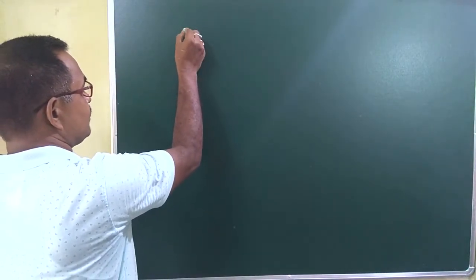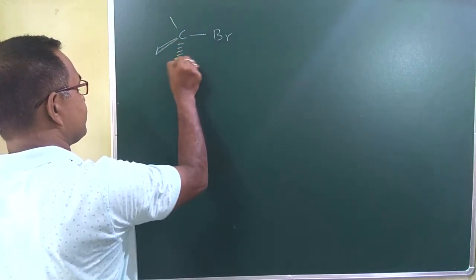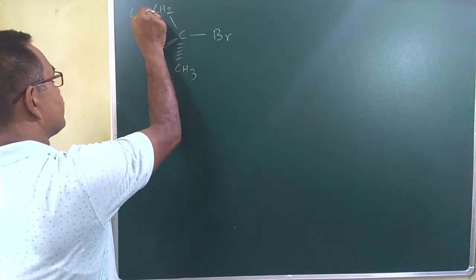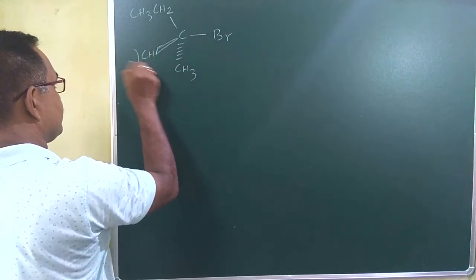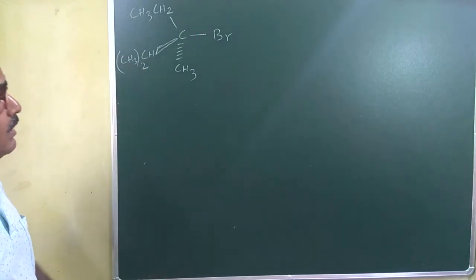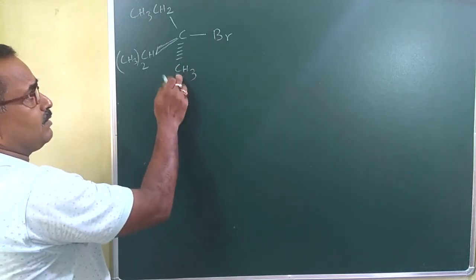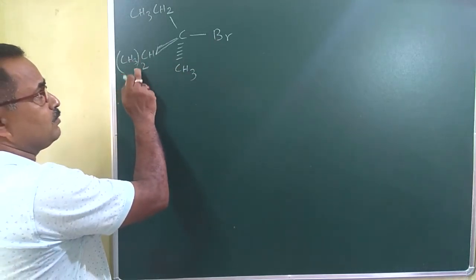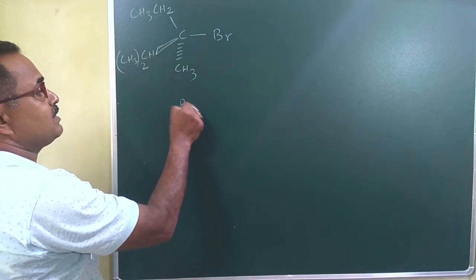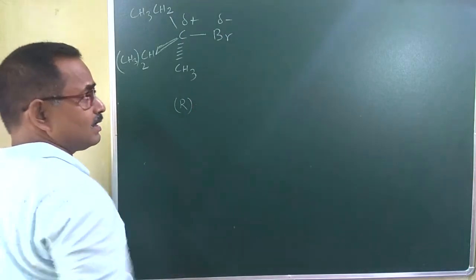See, consider this substrate. We will consider this compound. What is the configuration of this compound? This is priority 1, this is priority 4, this is priority 2, this is priority 3. So 1, 2, 3, rotation is clockwise, this configuration is R. Now, carbon is delta plus, bromine is delta minus.